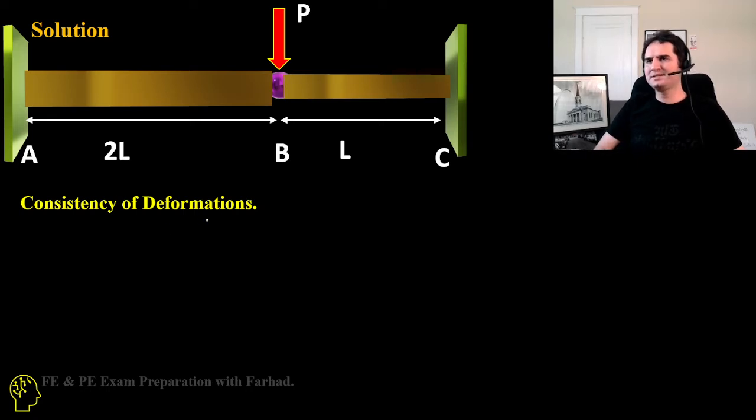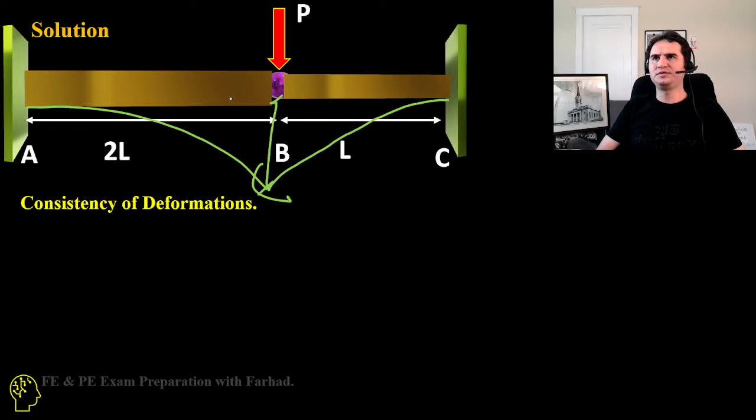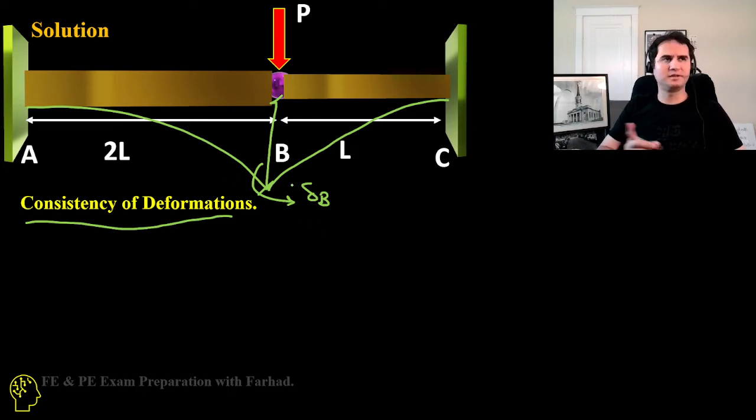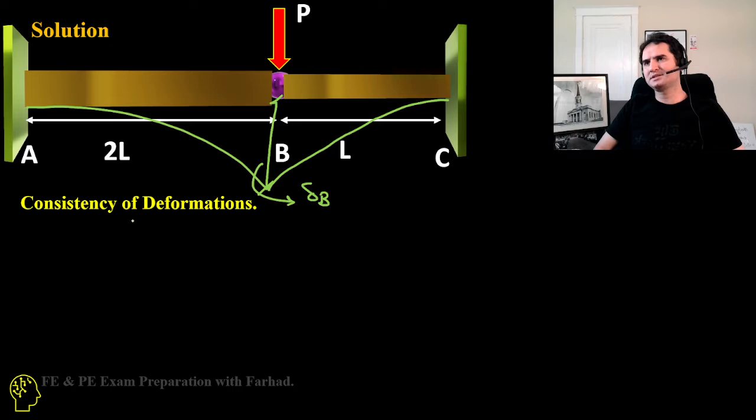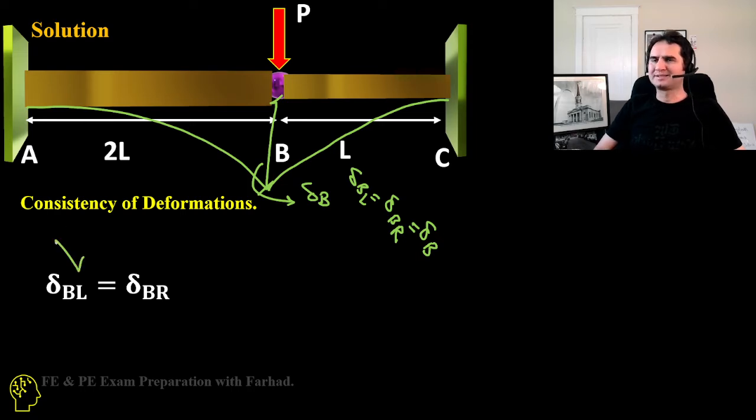So first, by consistency of deformation, we do know that the location of the load is going to move downward by delta B, and because of the consistency of deformation, it doesn't matter if it's delta B left or right. On either side, it's the same, so delta B left is equal to delta B right, and that's delta B. So delta B at the two sides of the pin are equal to each other.